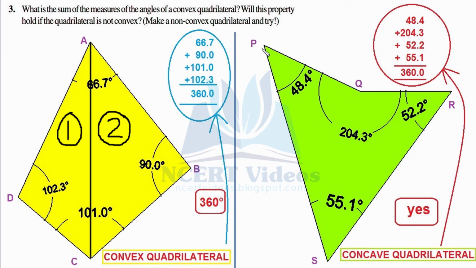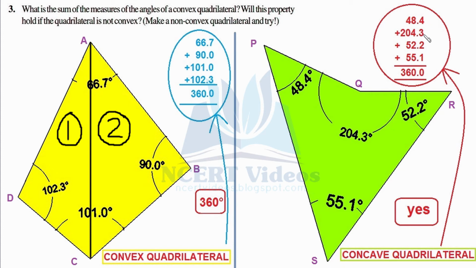We named it quadrilateral PQRS. Here if you observe angle Q, this angle is greater than 180 degrees. In our case it is 204.3 degrees. Well, angles can be in decimals as well. It is not always a whole number. Now let's try to add all these angles, that is angle P, Q, R and S. So we wrote the same. Now let's add them up.